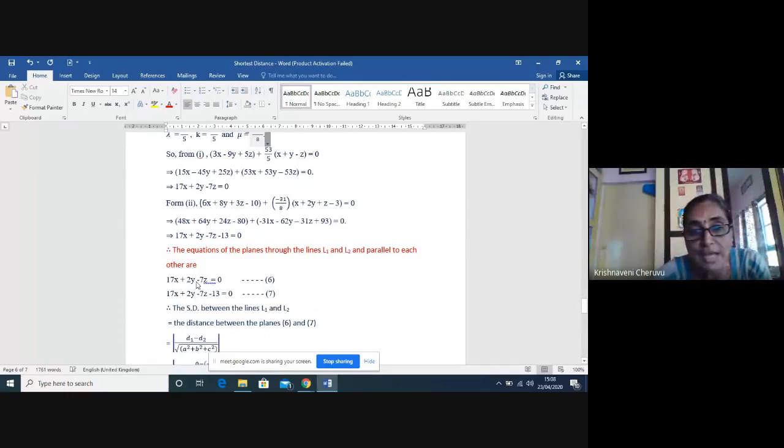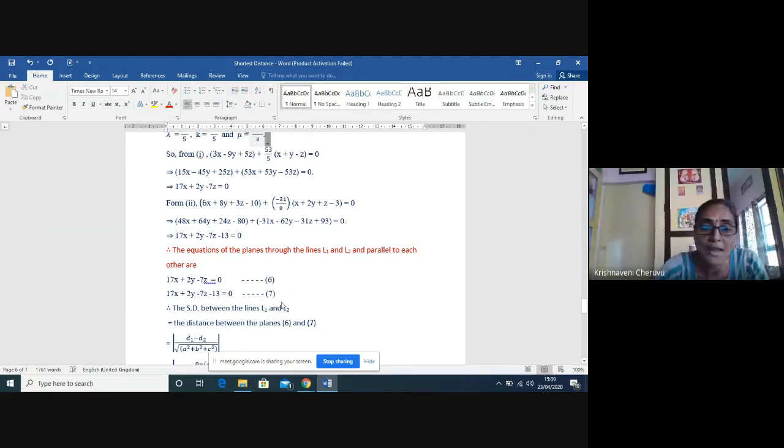Two planes, if they are parallel, differ only in their constants. See here, ax plus by plus cz plus d1 is equal to 0, and again ax plus by plus cz plus d2 is 0. Here a, b, c are 17, 2, minus 7. They are common. They are the drs of the normal to the plane, whereas here d1 is 0 and d2 is minus 13. So you have now two planes.